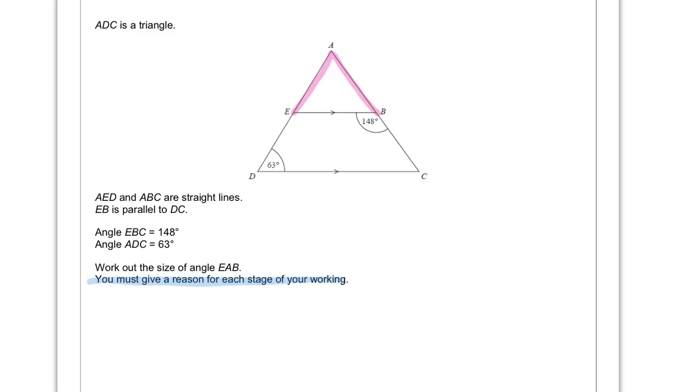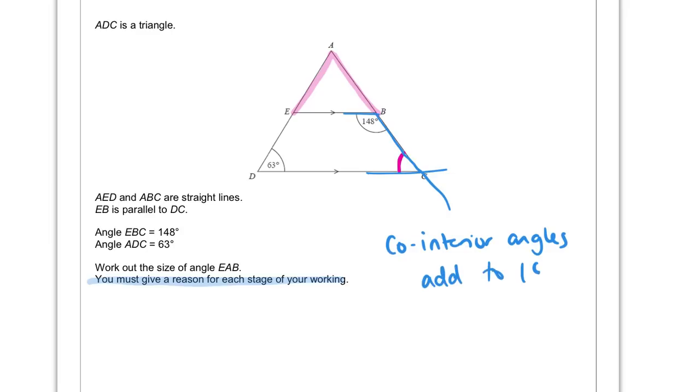So, step 1. This angle here, how are we going to get this pink angle? Technically, this is co-interior angles, yeah? So, co-interior angles add to 180 degrees. So therefore, 180 minus 148 equals 32 degrees.